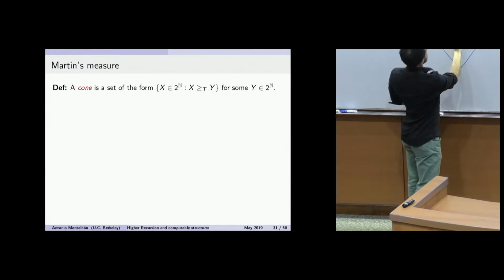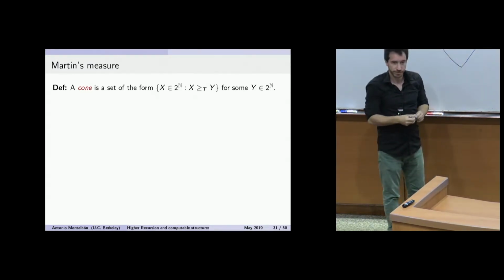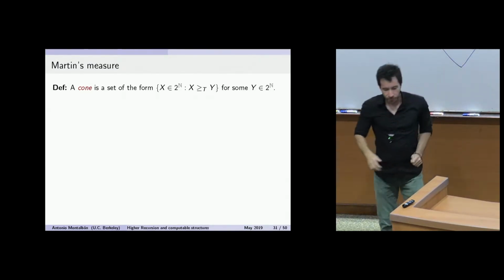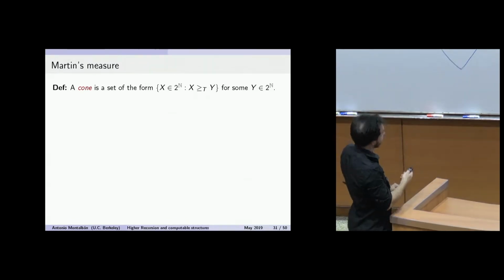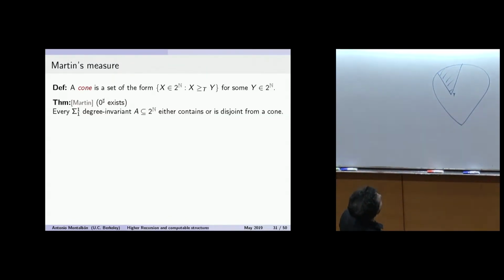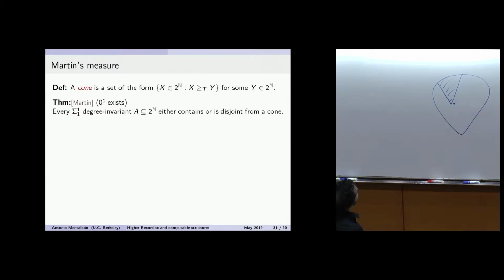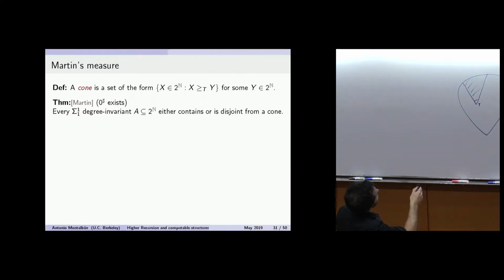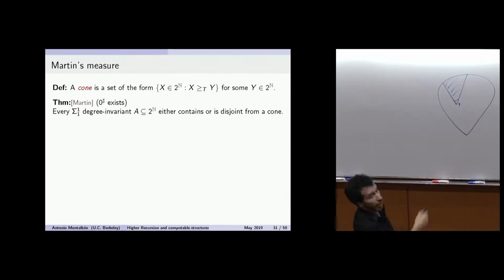So here is y, all the things that are above y. Okay, so Martin showed that, I'm only stating this for Sigma 1 sets, but it's true for other classes of sets if you use other assumptions. I'm going to use this one in part, so that's the one I'm stating.